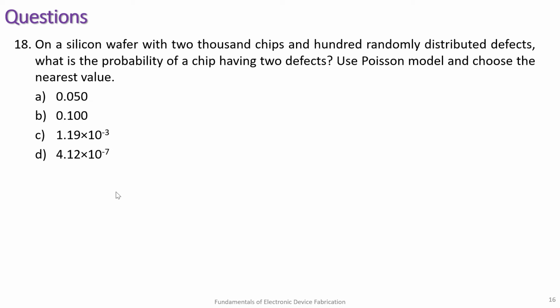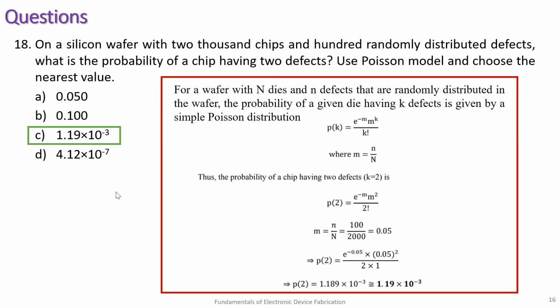Yeah, it's actually m raised to k by k factorial, but the equation is correct. That was a very good attempt. So thank you. And so now I'll project the answer. So see, here it is given that on a silicon wafer with 2000 chips and 100 randomly distributed defects.